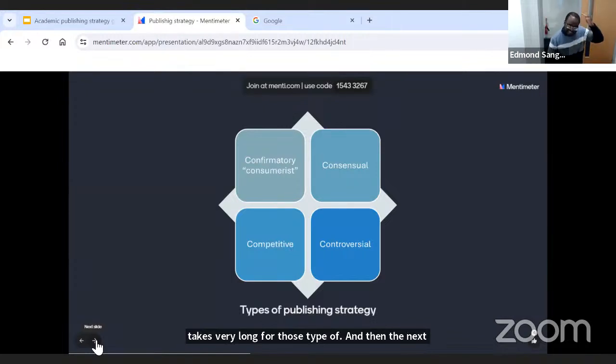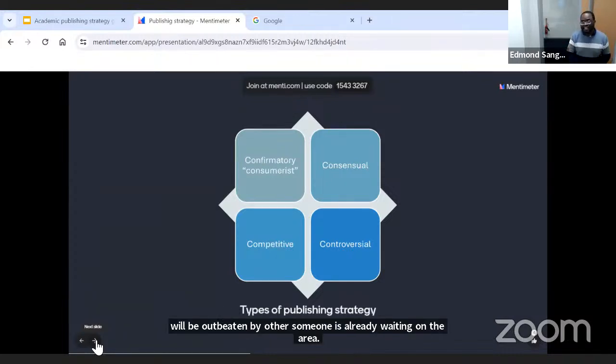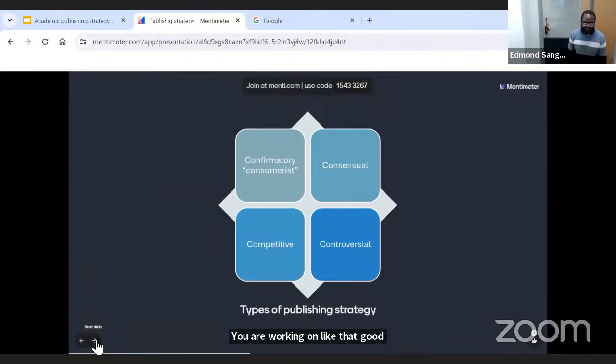Maybe you've heard the adage that if you are slow to publish, you'll be outbeaten by others. Someone is already working on the area you are working on. Like that good idea that you have, someone already came up with it.